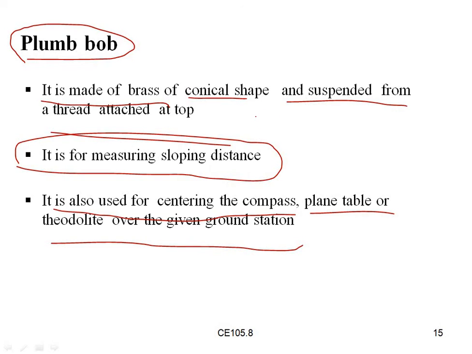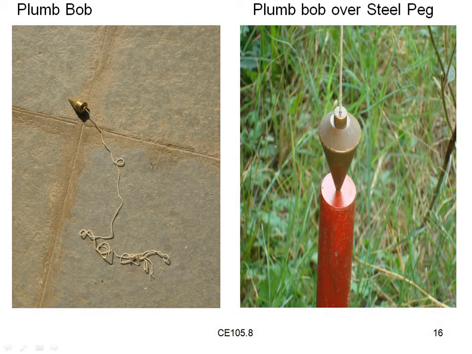So we can use this plumb bob under the instruments also, in compass survey, plane table or theodolite survey. By keeping it at the center of the position, we can find out the exact center of the point. So this is called the plumb bob. It is connected with thread. And this is our iron peg. The bottom is the iron peg and this top is the plumb bob.